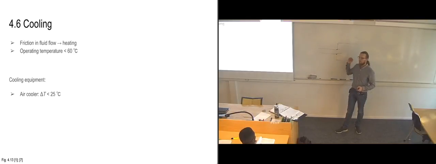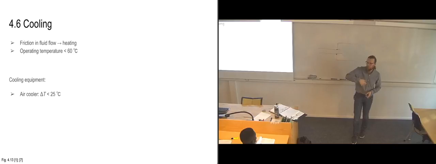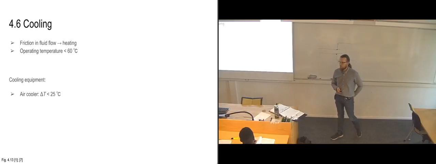And then as you're blowing cold air onto the steel, the heat is going to be transferred from the steel and into the air, and the air is being moved away, replaced by new cold air. So that's how you end up keeping it colder. And you can manage up to 25 degrees of a temperature difference with an air cooler.